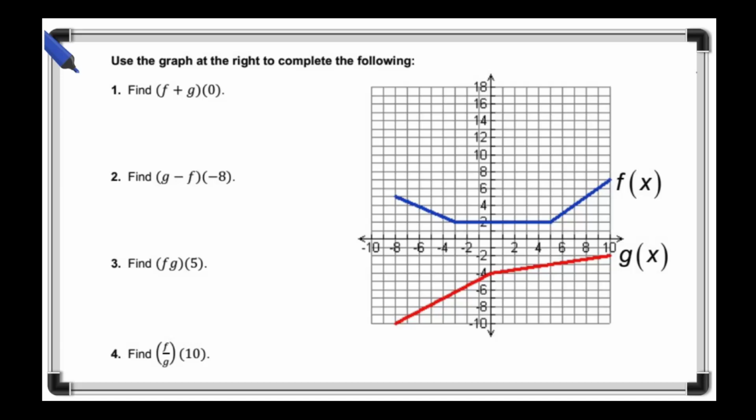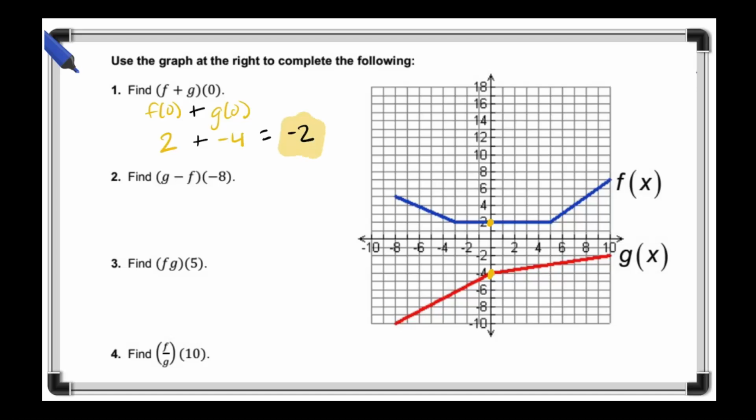So we're going to use a graph here to do the same thing. We're going to go ahead and do the operations. Here we're going to take f of 0, whatever that might be, and add it to g of 0. For f of 0, make sure you're looking at the correct function. Here's 0, that value is 2, and I'm going to add it to g of 0, which is negative 4. So my final answer here is negative 2.